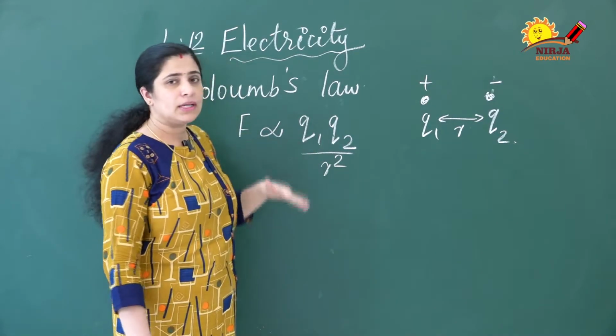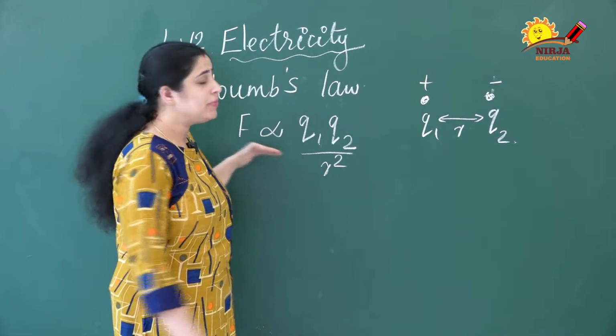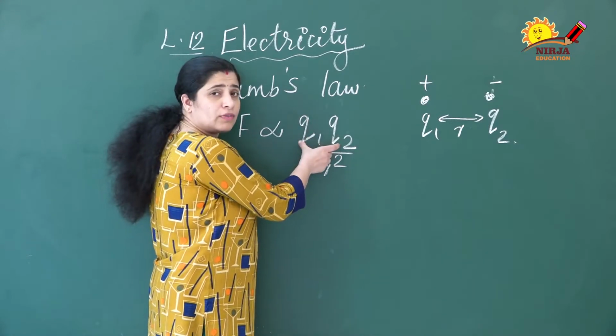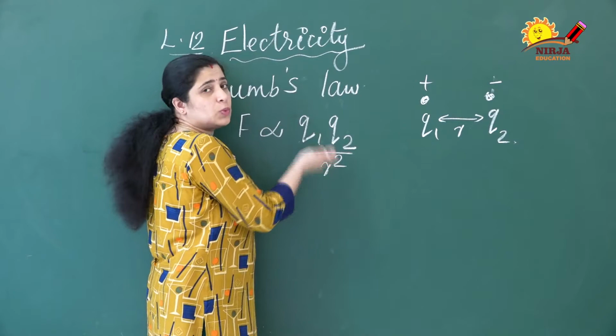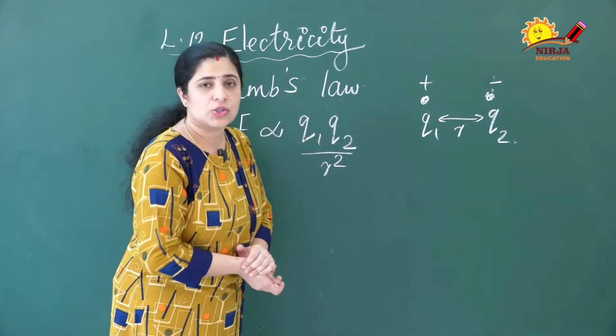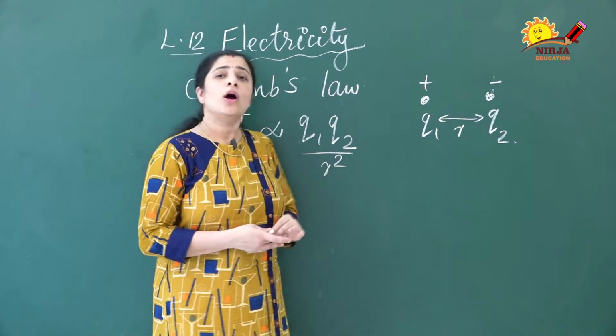This is the mathematical representation for Coulomb's law. These two are the product of the charges, and inversely means it will come downside. That is inversely proportional to R square. So this is all about Coulomb's law.